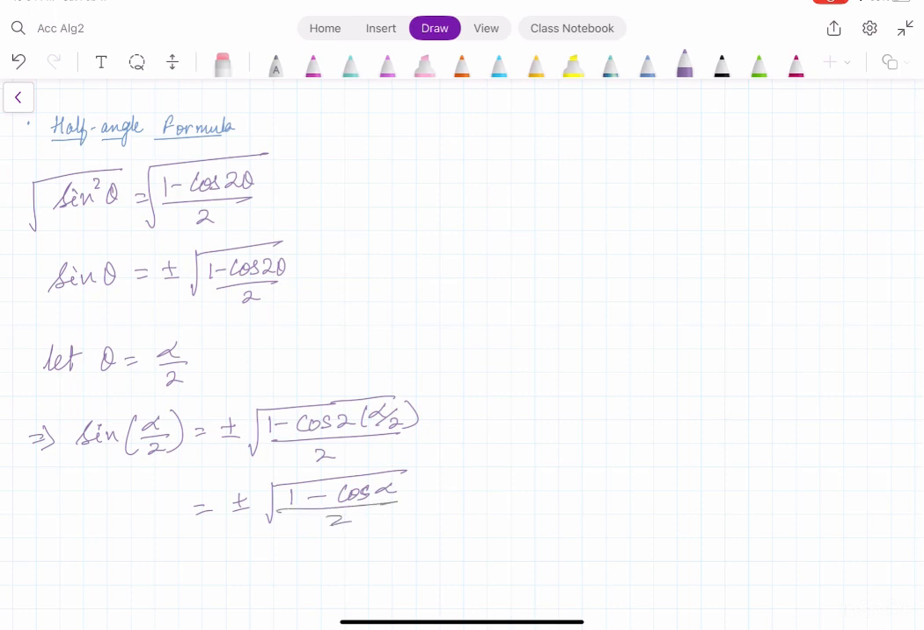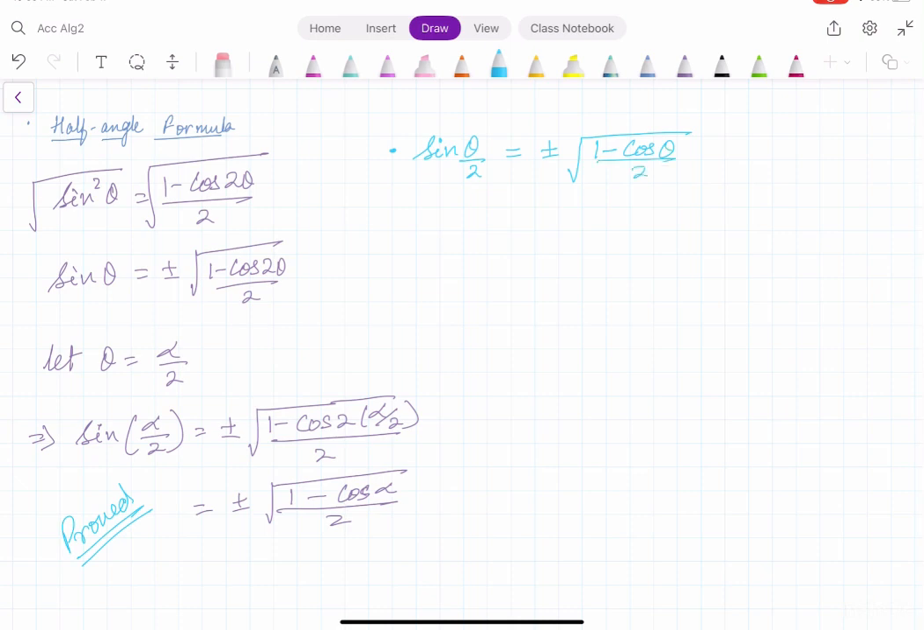So you don't have to memorize each and everything. You just have to understand how these are derived. The half angle formulas are based on the power reducing formulas, and these formulas are very, very important even from the calculus perspective. You will use these often in calculus as well.